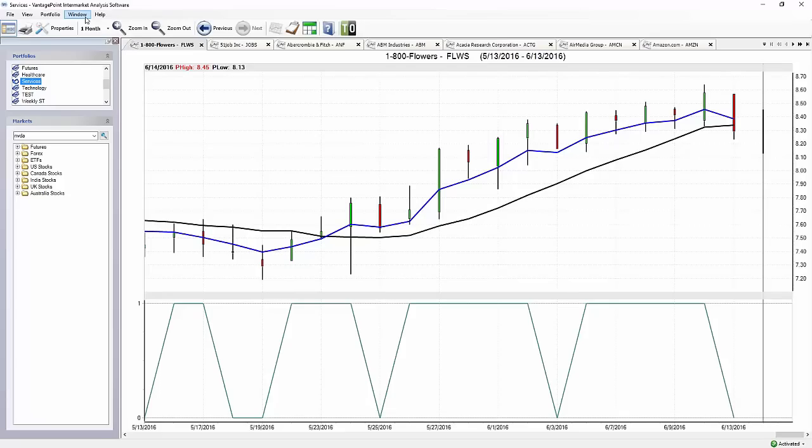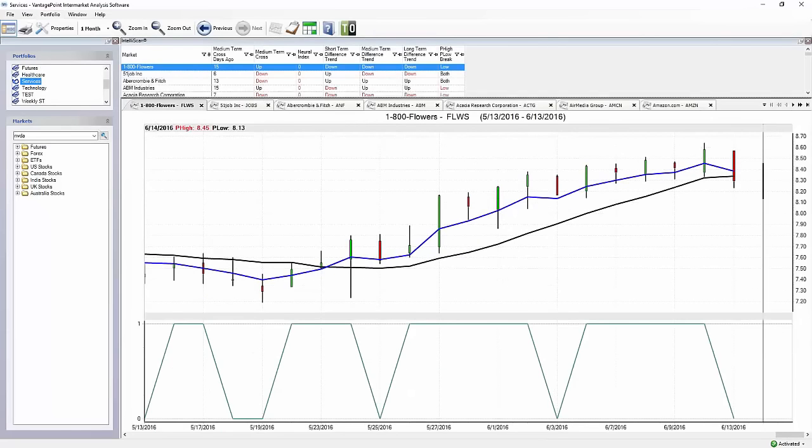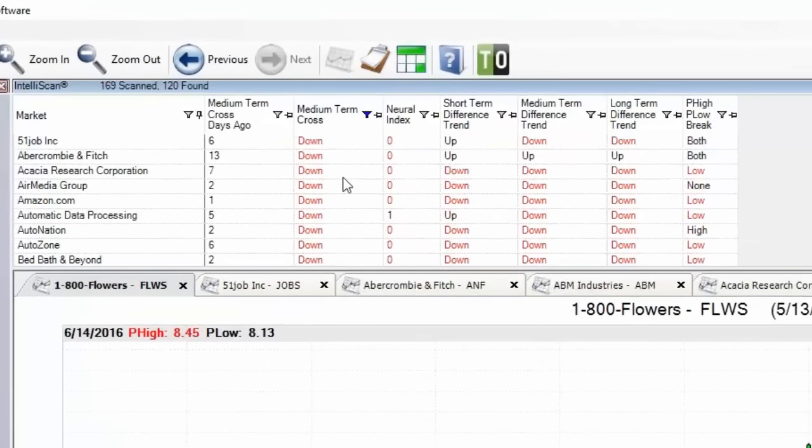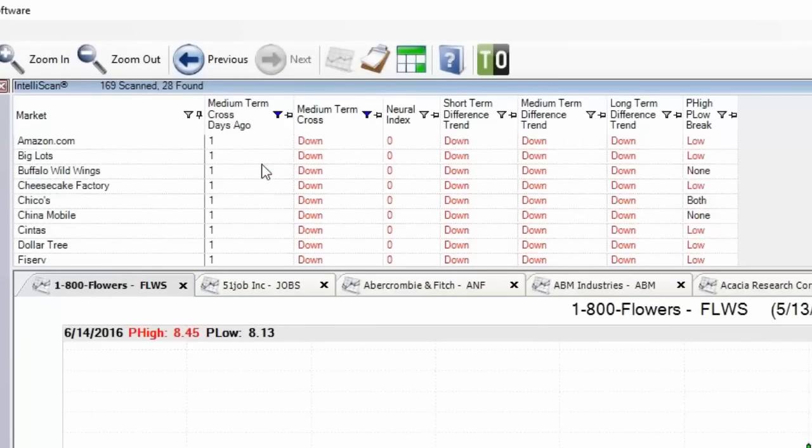So I'm going to run through the scan. Usually we look for opportunities to the upside, but that's the whole point and why this is so effective, because there were none today. So for the medium-term crossover, I'm actually going to move this to down. We can go ahead and change this to 1.